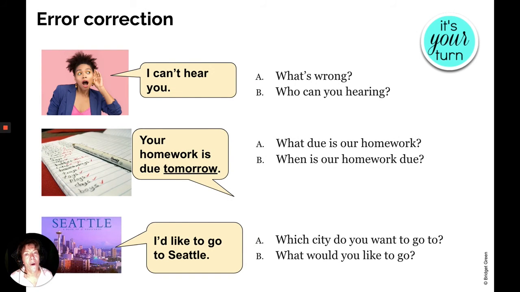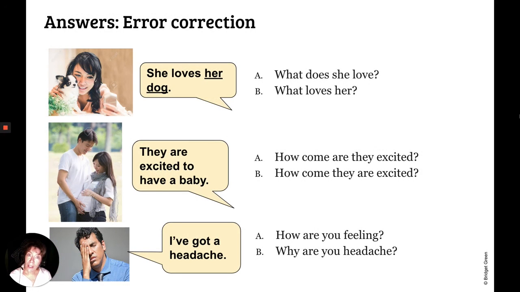And here are 3 more. Good. Now, let's check your answers. What's the correct question? What does she love? Good job. They are excited to have a baby. What's the correct one? B. How come they're excited? Notice, how come plus they are excited. Right, I've got a headache. A or B? A. How are you feeling?